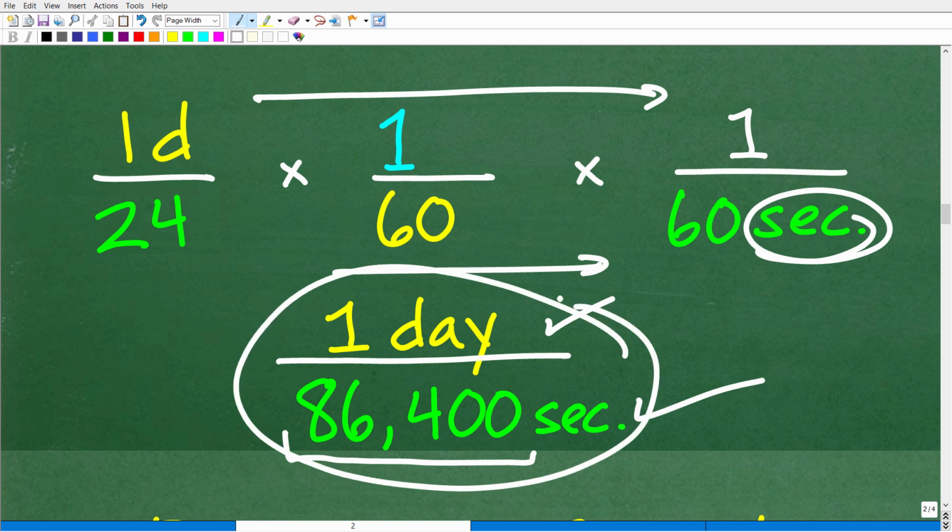Okay, so now we have that conversion, right? Remember, the question was, how many seconds are in 1 day? Well, 1 day has 86,400 seconds.